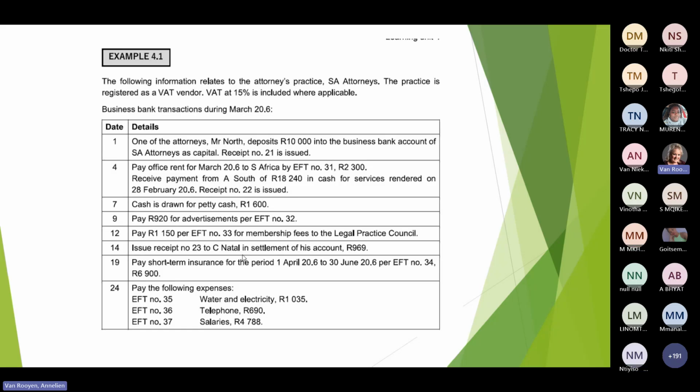Then number 19, we pay short-term insurance for a period of 6,900. Debit or credit bank? Credit. We pay something. Yes, so it's credit bank account. And is it cash payments or cash receipts journal? Payment journal. And which account will we debit? Insurance. Good. Does it make sense to you all?